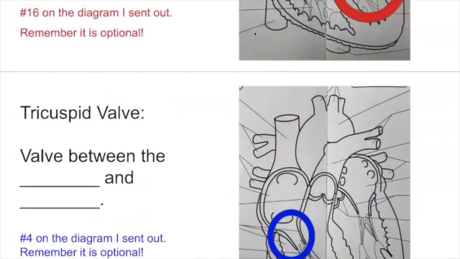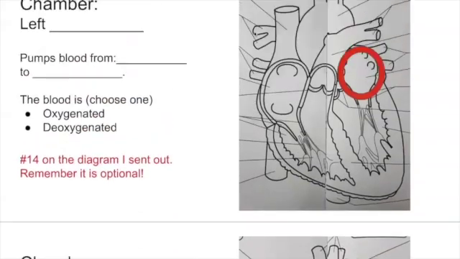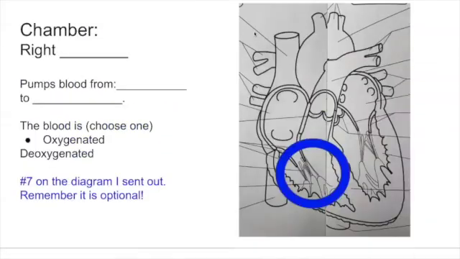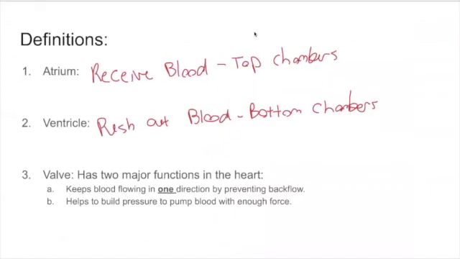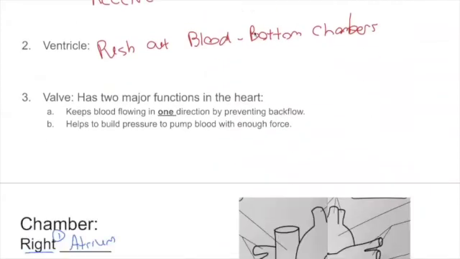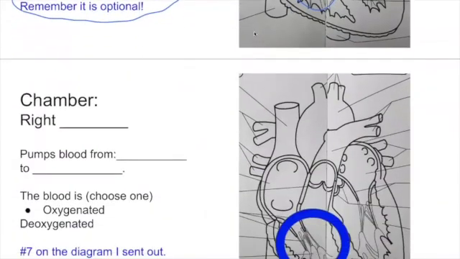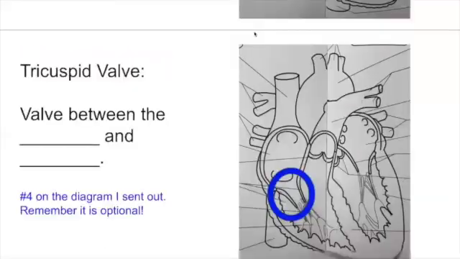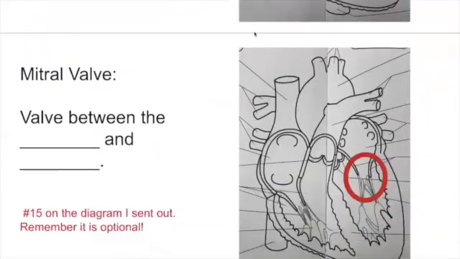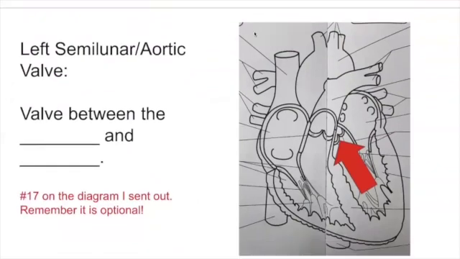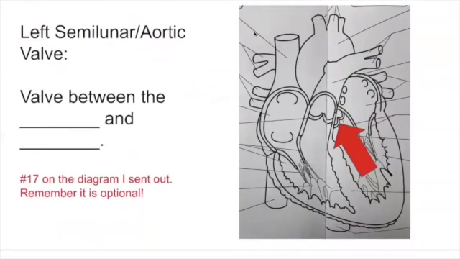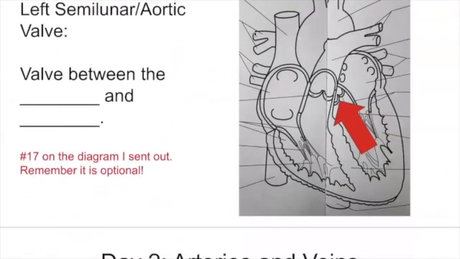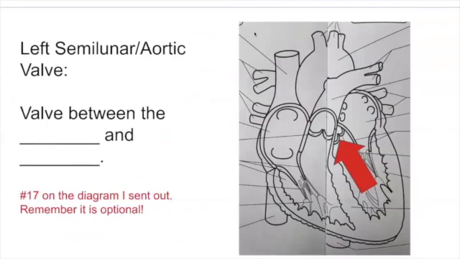Okay. So that is all you're doing for today: you are filling out slides 3 through 11. So this is slide 3, the definitions that we just did. You're going to go through the 4 chambers. And then you're going to go through the 4 valves. So this right here, the left semilunar or aortic valve, that is the last valve you're doing. Then you'll see it's day 2. We're not going to do day 2 yet. So this is the last slide we're stopping on.